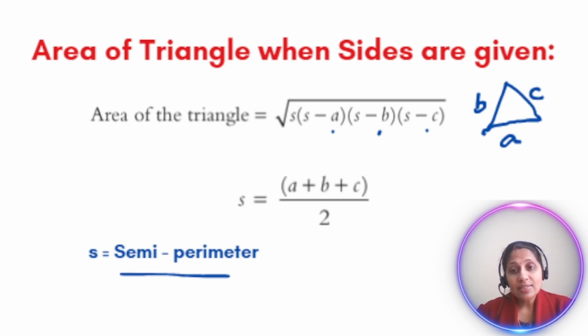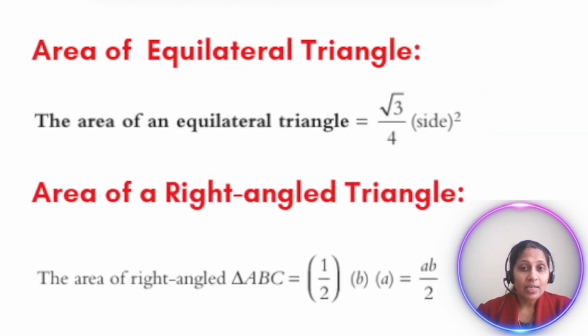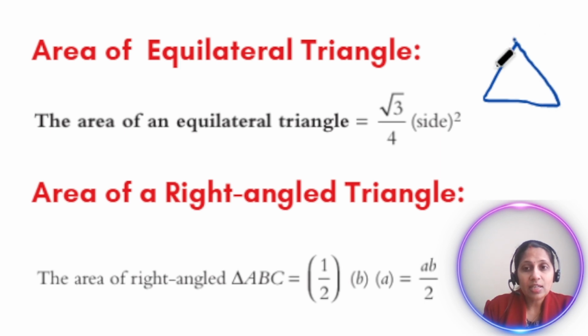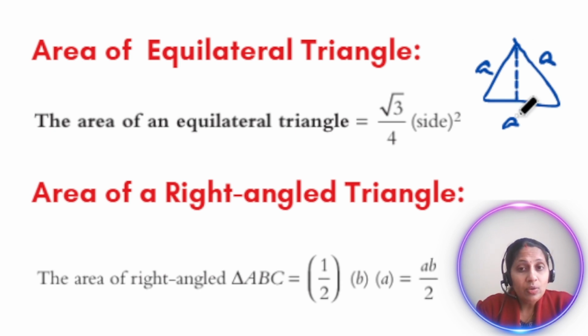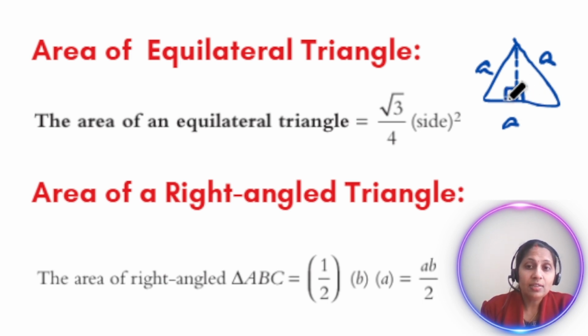Okay. The next type of triangle that you may get is the equilateral triangle. What is meant by an equilateral triangle? All the sides are equal. A is nothing but the side of the triangle. And this is your vertical height. You all know the equilateral triangle is made up of two right angled triangles. So using the Pythagoras theorem again, when you simplify, you get the area of the equilateral triangle, which is root 3 by 4 into side square.